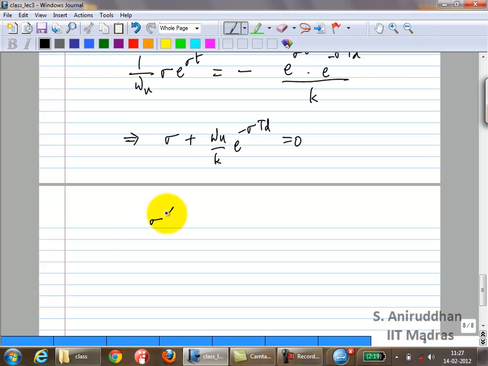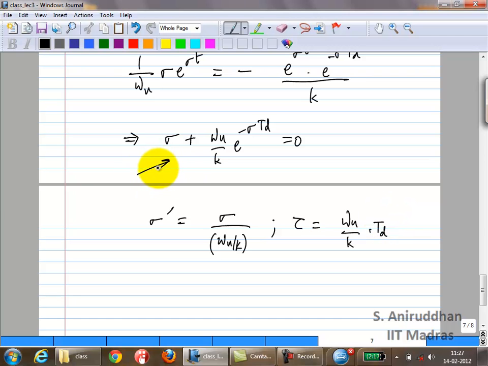So now I'm going to define a new sigma prime, a normalized sigma prime, which is sigma over omega u over k. I'm going to define a tau, which is omega u over k times td. So in other words, both sigma prime and tau are dimensionless, right? Because tau is omega u times td, which is dimensionless. Similarly, sigma over omega u by k is also dimensionless.